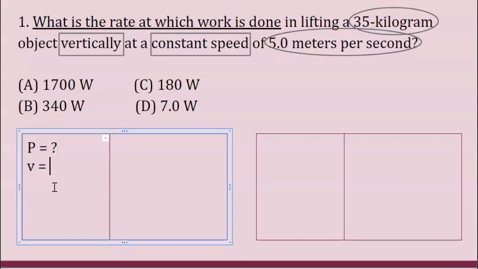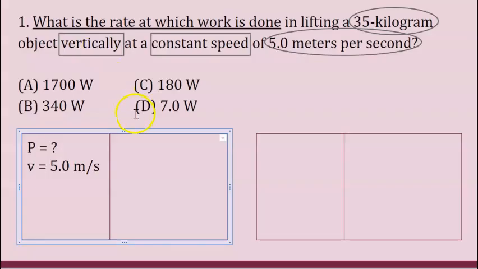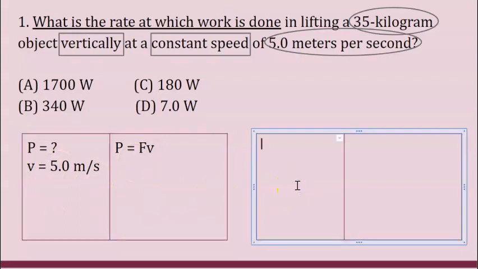They also gave me 5 meters per second, and I know that that's a velocity. Once I know that I'm looking for power, and I have the velocity, there's only one formula that matches, P equals Fv. So I can go ahead and write P equals Fv. That's definitely the formula I'm going to be using. Unfortunately, I wasn't given the force, I was just given the mass.